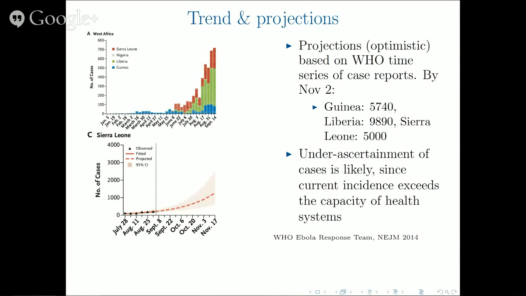The reason these projections are optimistic is that it's very likely that many cases aren't being reported. And it's very hard to estimate what the reporting is. Actually, one of the more interesting applications of genetic sequence data is that we might be able to get a rough estimate of what the reporting rate is.